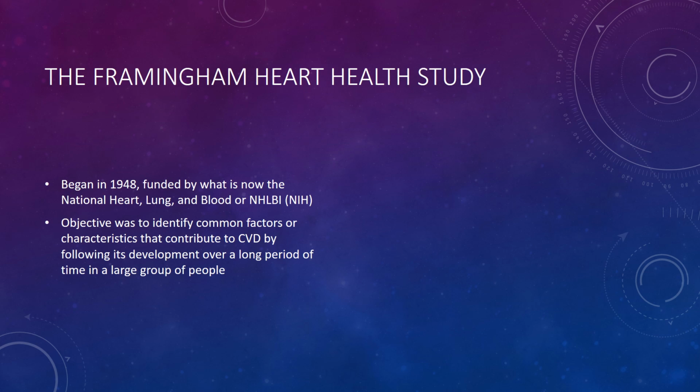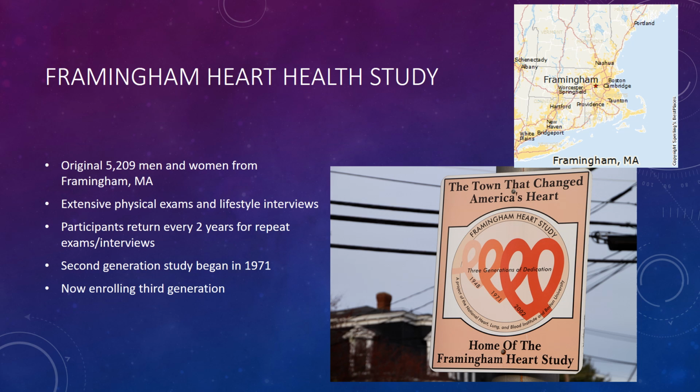The Framingham Heart Health Study is a cohort study, a very famous cohort study that began in 1948, and it is funded by part of the NIH, the National Institutes of Health, which is essentially a government funding agency for biomedical research. And its objective was to identify risk factors essentially for cardiovascular disease. So we tend to take for granted that we know what causes cardiovascular disease, but we've really only known this for about 60, 70 years.